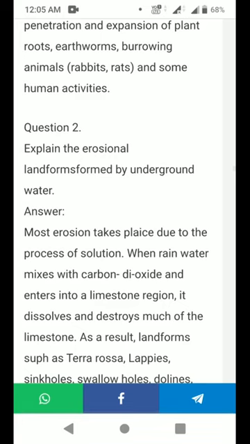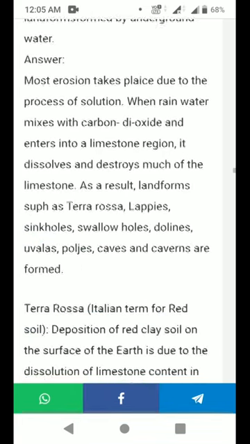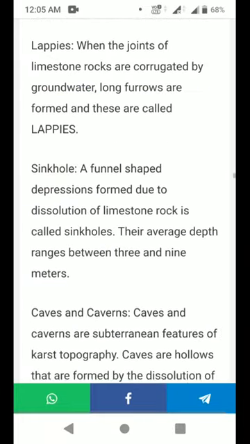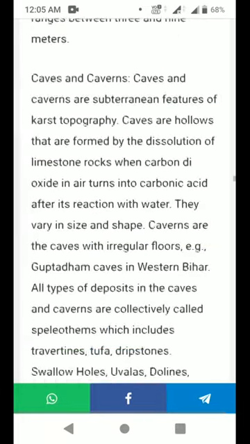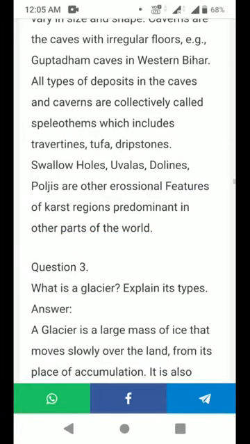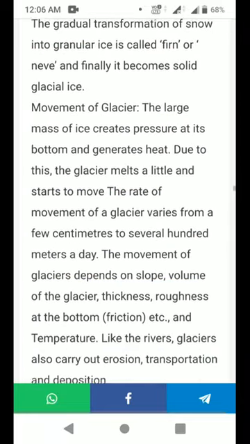Next, second question, explain the erosional landforms formed by underground water. Here also the answer has been given. So, Terra Rosa, Lapies, Sinkhole, caves and caverns, etc. So, about this you want to study. Next, third question, what is a glacier? Explain its types. This is also one of the important questions. So, please students, learn well.